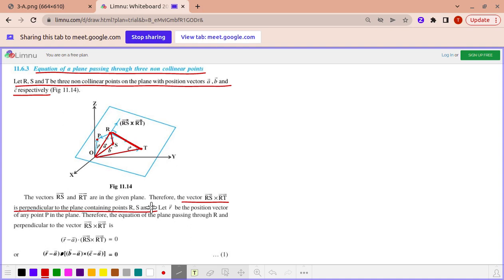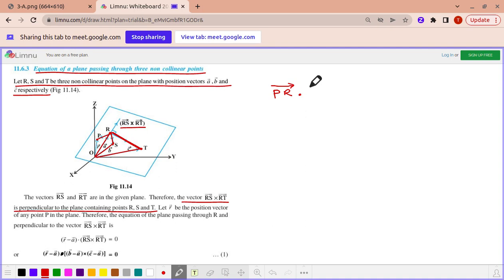R be the position vector of the point P on the plane, an arbitrary point. So obviously that vector PR must be perpendicular to the vector RS cross RT. What I wanted to say, dear students, is that PR is a vector which is on the plane. So that PR vector is perpendicular to the vector RS cross RT. That means if they are perpendicular, their dot product has to be 0.